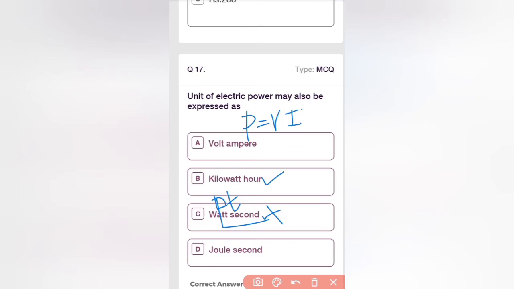Okay, so watt second is for energy, and joule second, when we consider it, is going to be for what? Joule is energy into time. So even joule second is not the correct one. Even the kilowatt hour, already we know that it can be expressed, but another way to express it is, what is the unit for potential difference? V, volts. Voltage is V, and for the current it is ampere. So it can be expressed in volt ampere also. So option A is the correct answer.